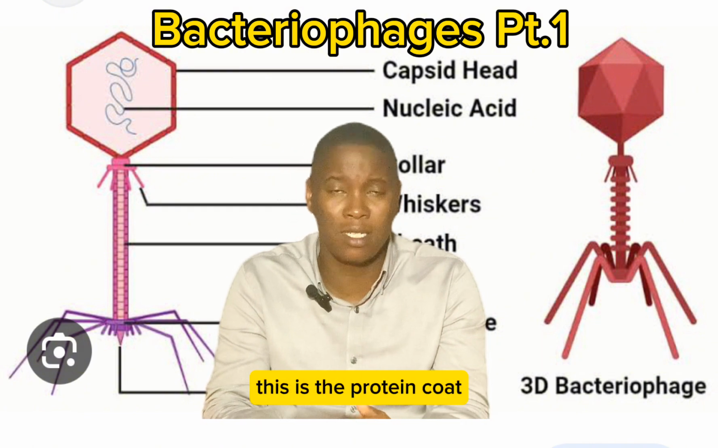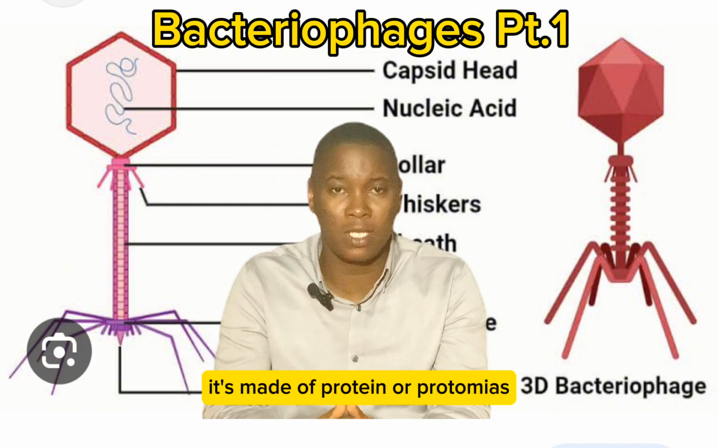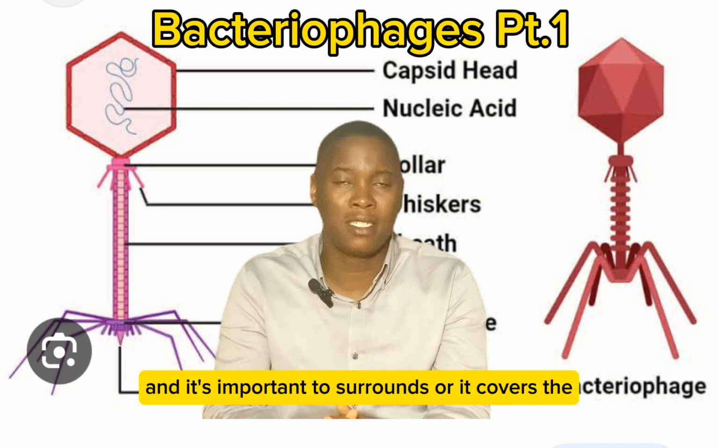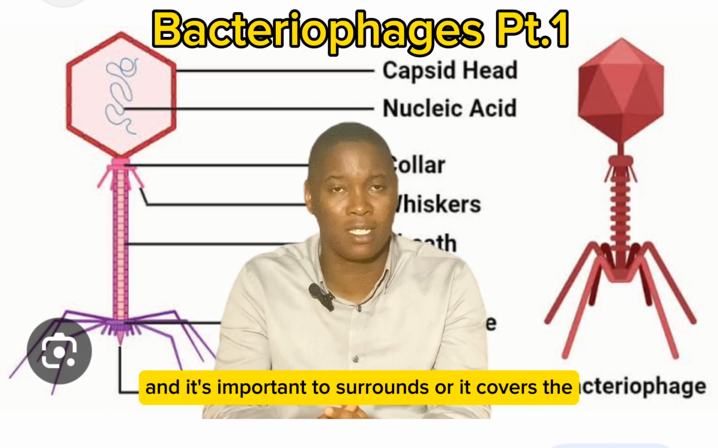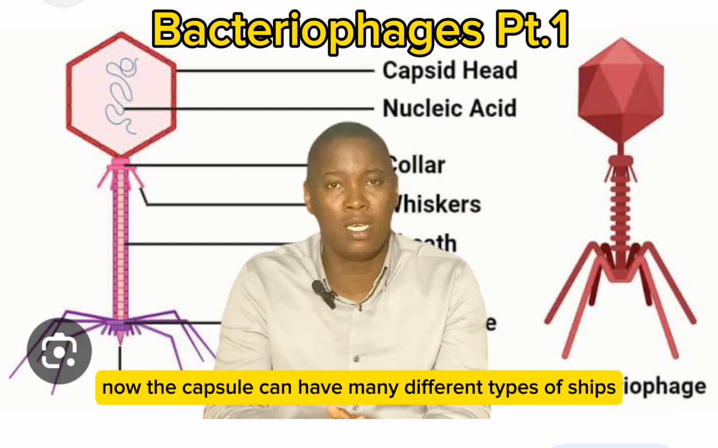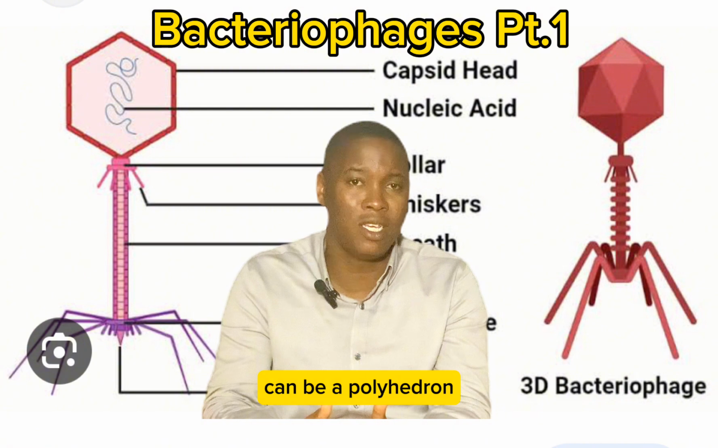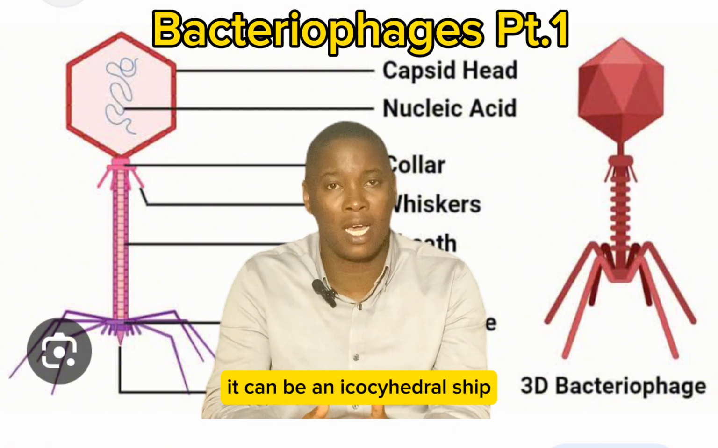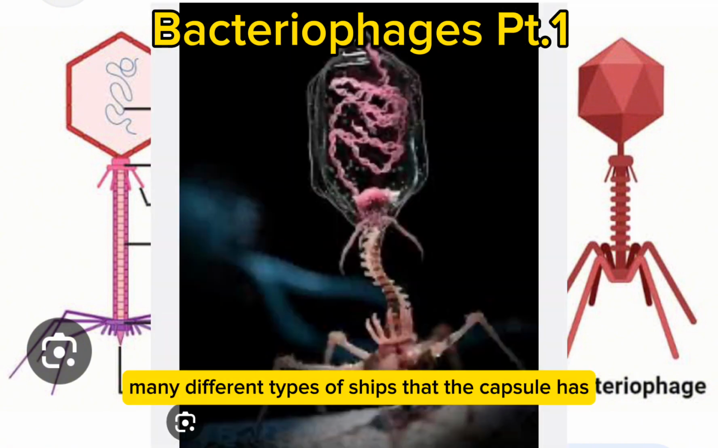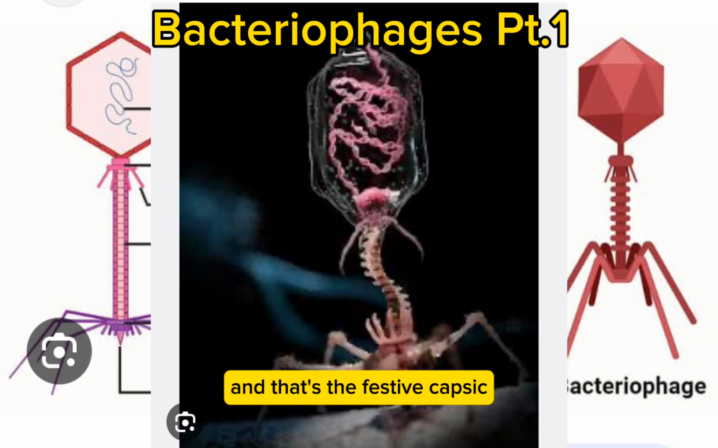First, the capsid. This is the protein coat. It is made of protein subunits, or protomers, and it surrounds or covers the bacteriophage. Now, the capsid can have many different types of shapes. It can be a polyhedron, it can be an icosahedral shape, many different shapes. And that's the first thing, the capsid.